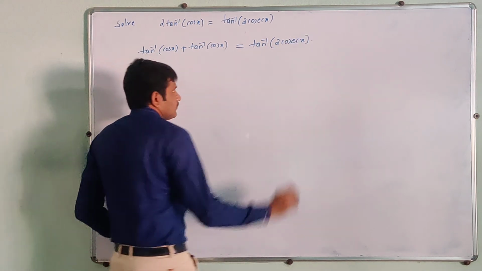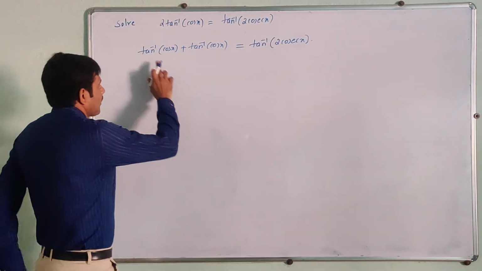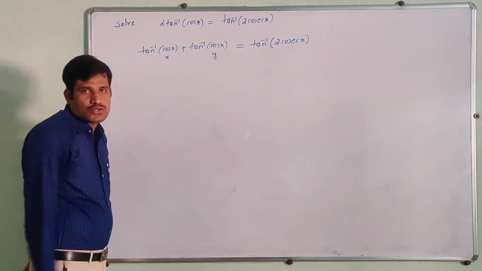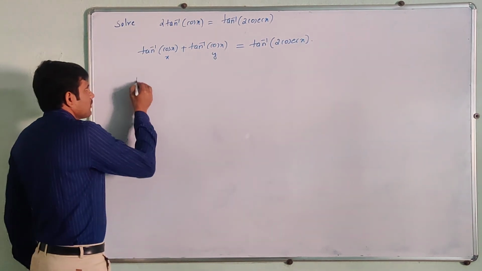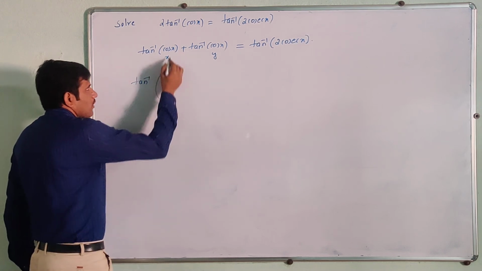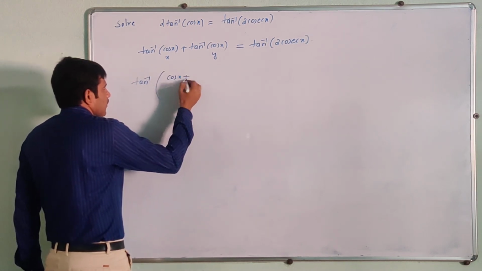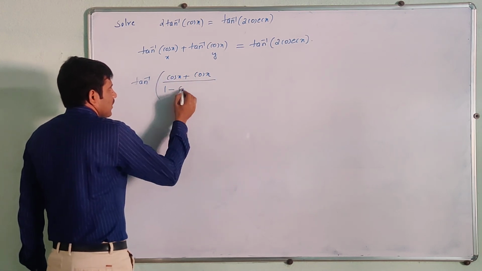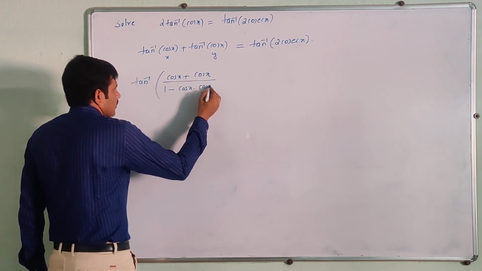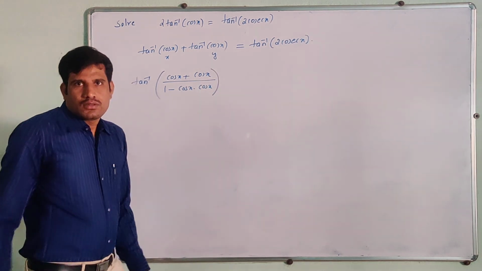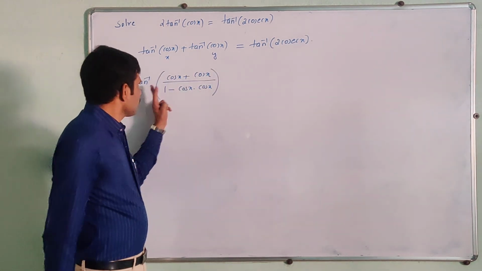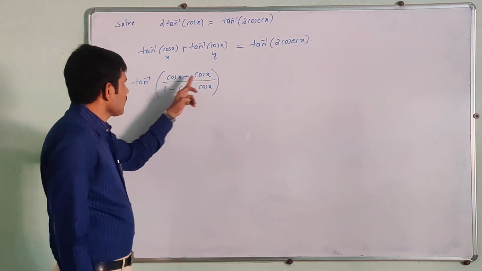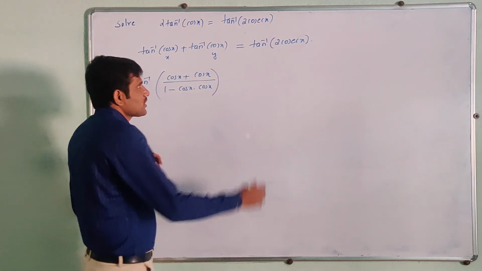Then here apply tan inverse x plus tan inverse y, where x is equal to cos x and y is also cos x. So that is tan inverse of x plus y divided by 1 minus xy. What is x? Cos x. What is y? Cos x. So it is tan inverse of cos x plus cos x by 1 minus cos x into cos x.